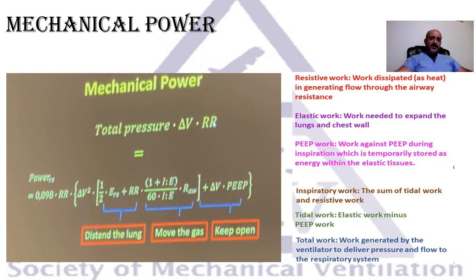If you look at the other slide on the right side, and we'll come to this again later, it basically describes the resistive work as the work dissipated as heat in generating flow through the airway resistance. The elastic work is the work needed to expand the lung and the chest wall. And the PEEP work is the work against PEEP during inspiration, that's temporarily stored as energy within the elastic tissue.